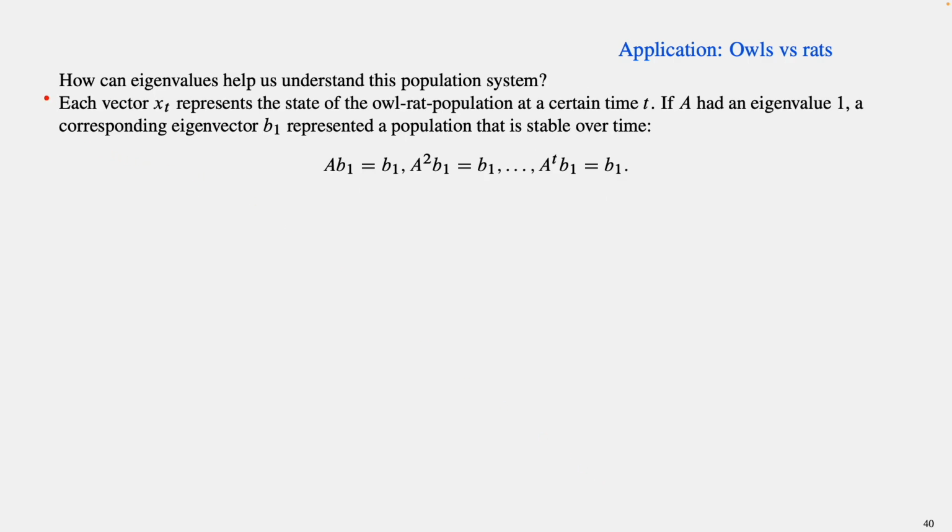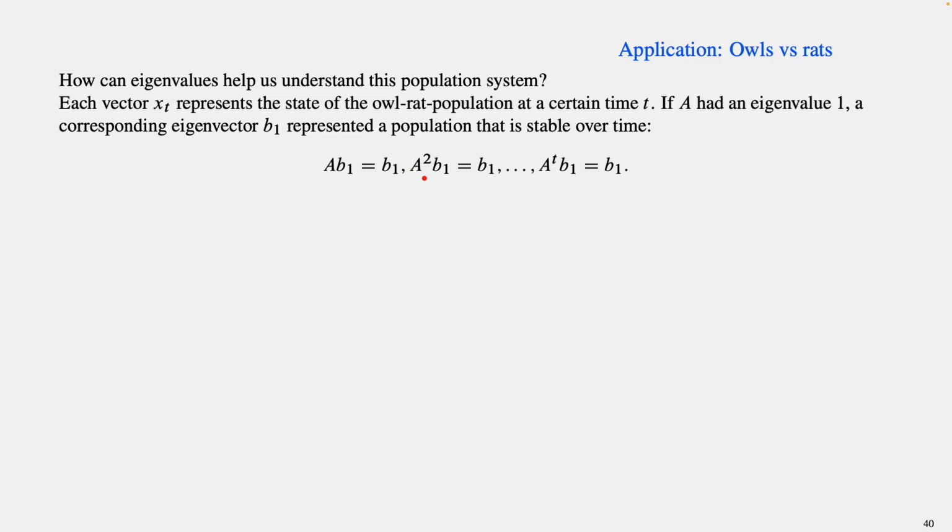Now let us understand how eigenvalues can help us with understanding this system. So I'll first give you the general idea here, and then we will actually try this out for the concrete model. Every vector x_t represents the state of the owl-rat population at a certain point in time t. Now suppose our evolution matrix A had an eigenvalue 1, and then of course a corresponding eigenvector b1. This eigenvector b1 represents a population of owls and rats that is stable over time, because if you evolve b1 from one month to the next, A b1, it's still the same.